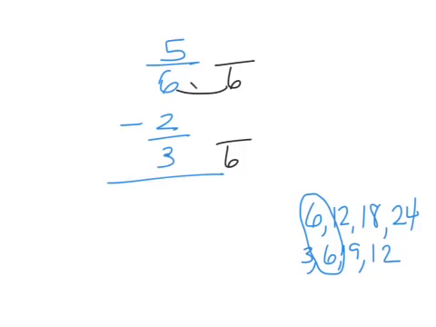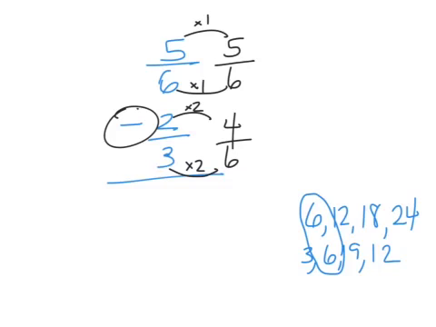I multiplied this by 1. Multiplied this by 1, meaning they stay the same. My 3 I multiplied by 2, so I'm going to multiply my 2 times 2, and I get 4. Remember, we're subtracting, so I get 5 minus 4 is 1. My denominator stays the same, and I'm done.